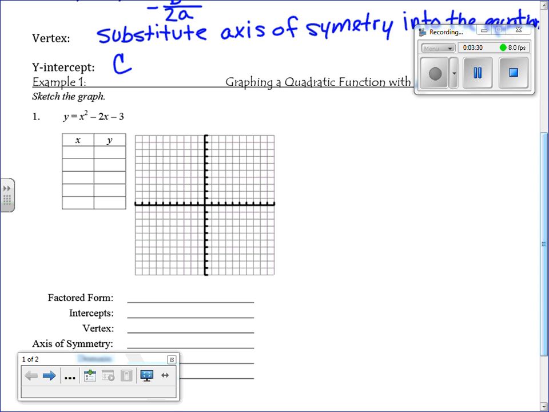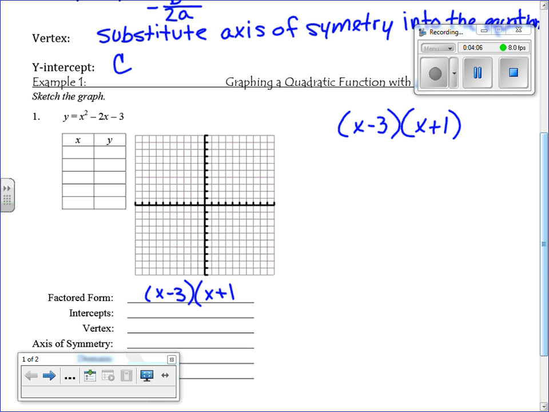It says sketch the graph of y equals x squared minus 2x minus 3. The first thing I want to do is factor this. This is a simple enough one where I can say x minus 3, x plus 1. So there's my equation in factored form: x minus 3, x plus 1.